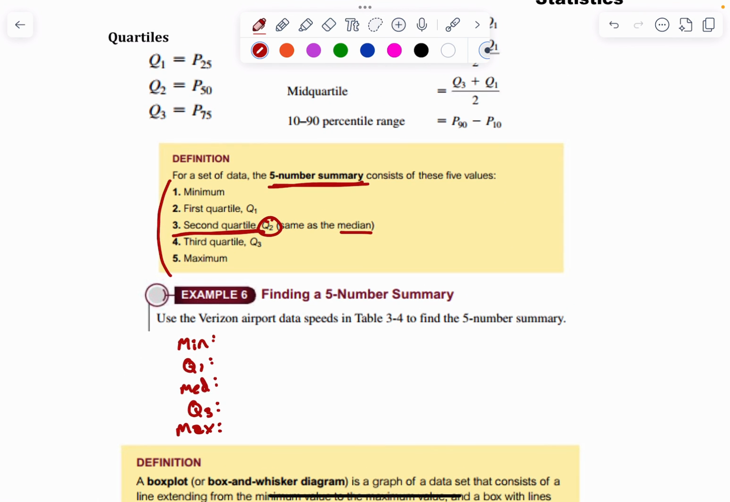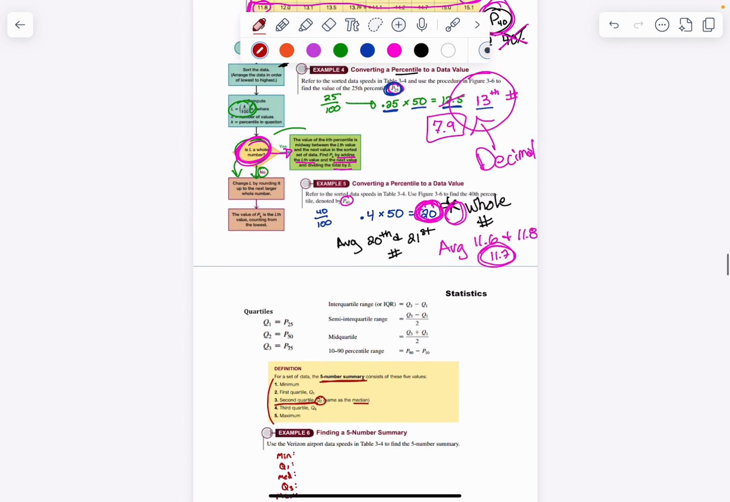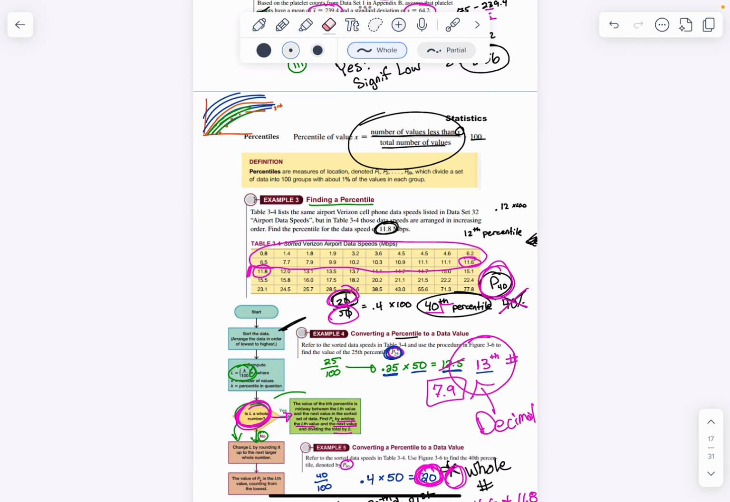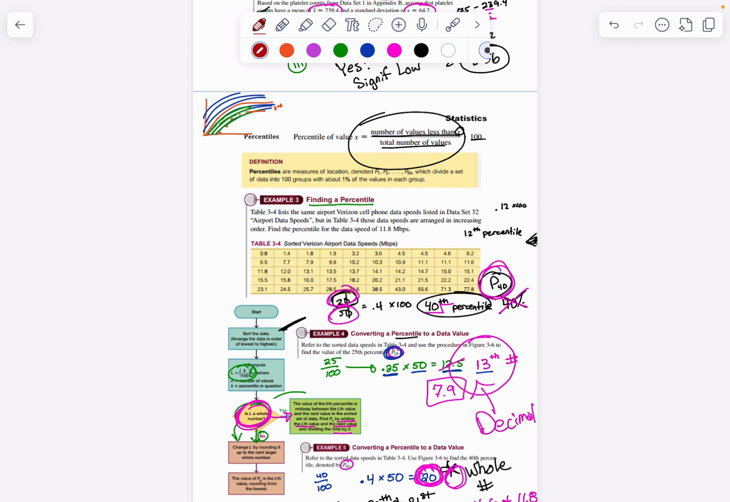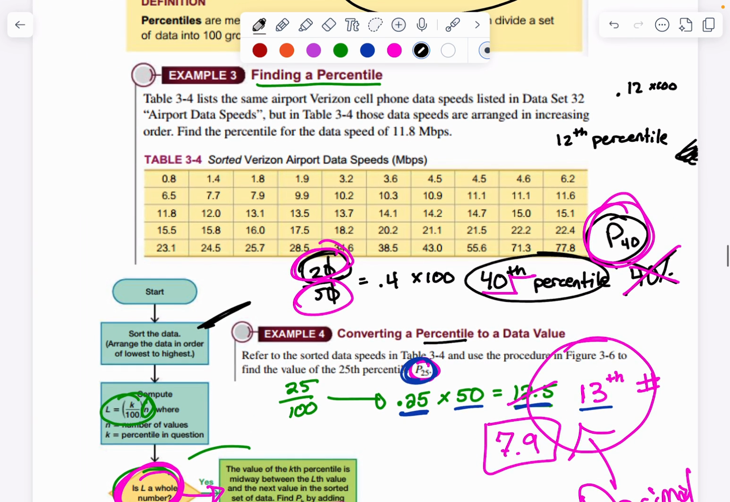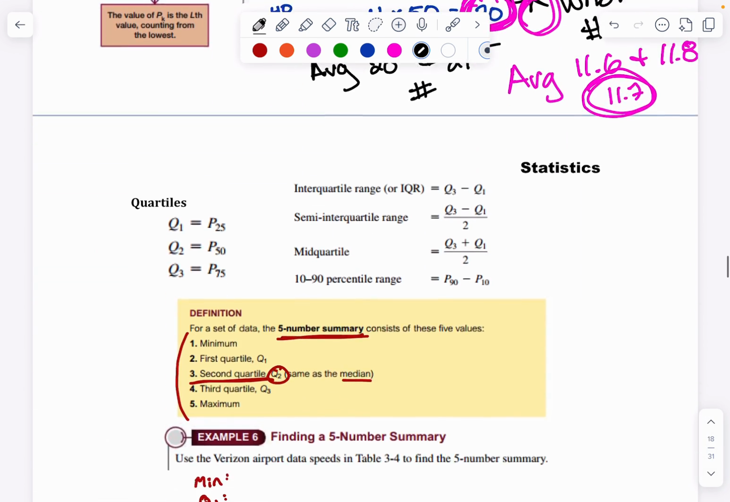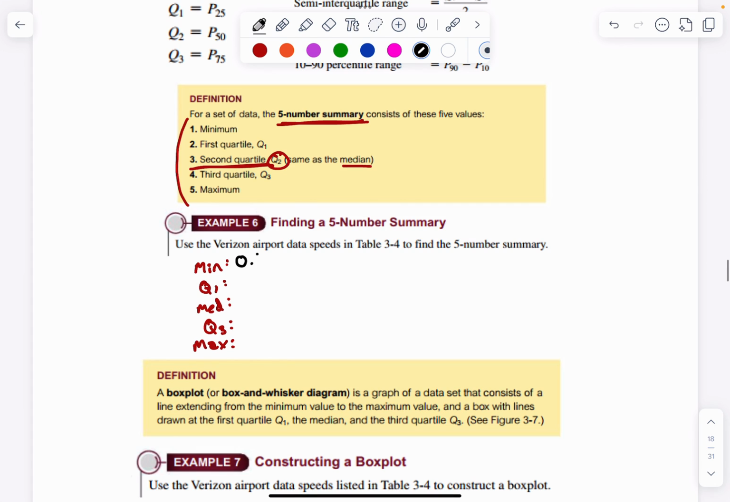And they want us to use, this is where I wish I could go back and forth, all right? This is where I wish I had this table down below, but whatever, okay? They want the minimum value, and these are in order. So the minimum value is 0.8. The maximum value is 77.8. Okay, so I'm going to write that down here. 0.8 is the min, 77.8 is the max, okay? So there's that, all right?